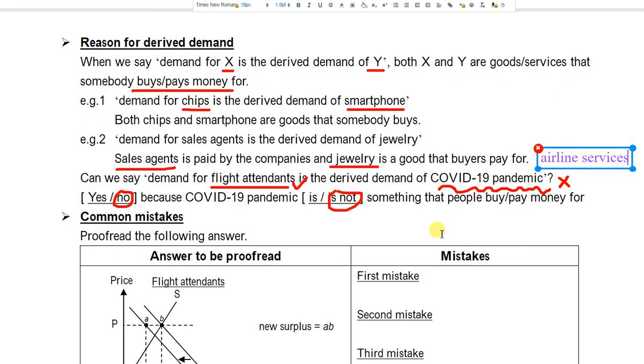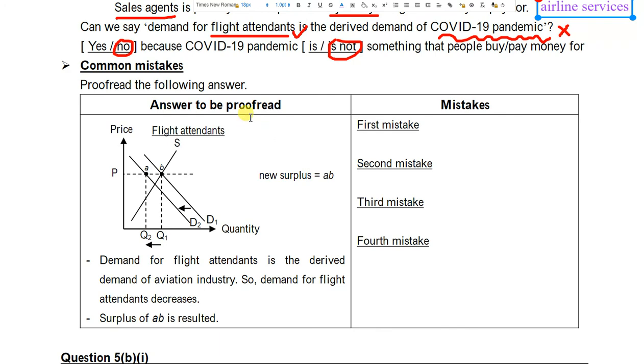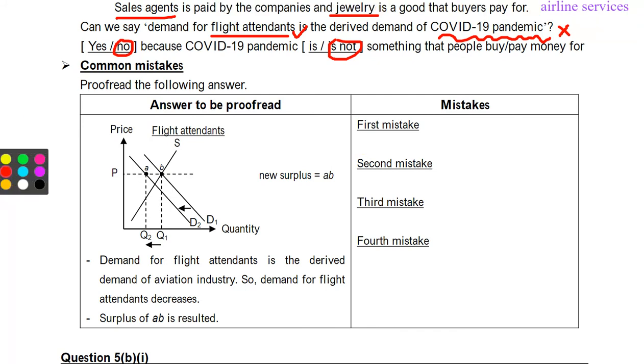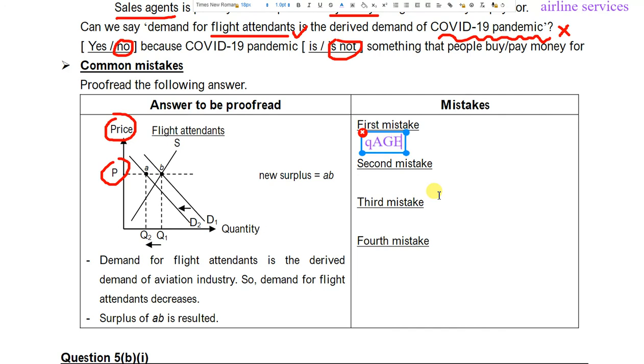And now let me go to the table below. So this answer here includes 4 mistakes shown by your classmates in the examination. You can pause for a while, read this answer, and see if you can figure out the 4 mistakes. So what is the first mistake? You can find it in the diagram. The first mistake is that you shouldn't use price in the diagram. It should be wage rate, right? Sorry, it should be wage rate. So this is the first mistake.